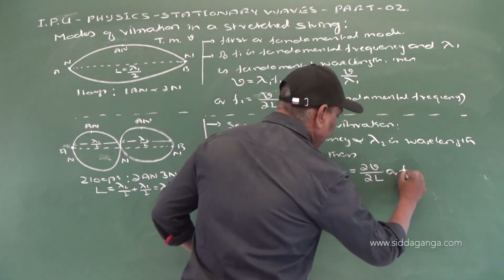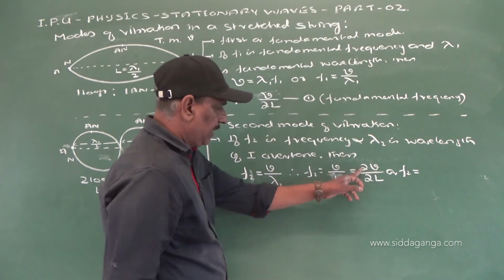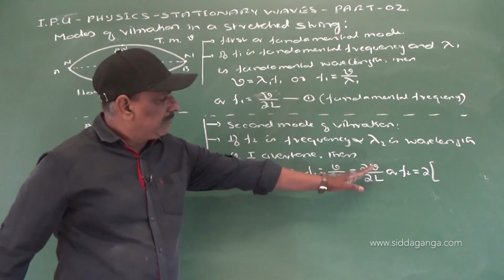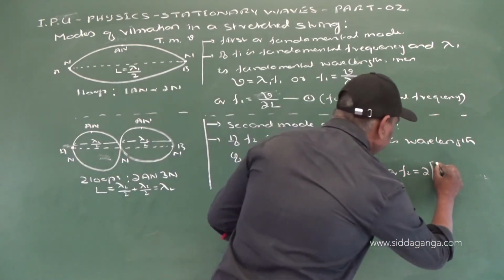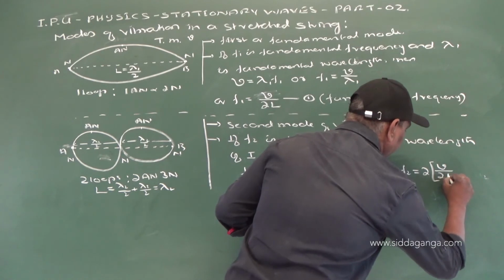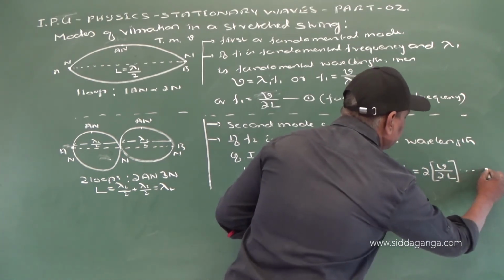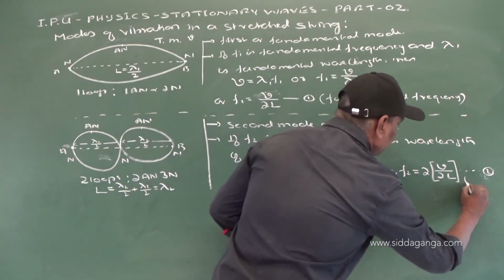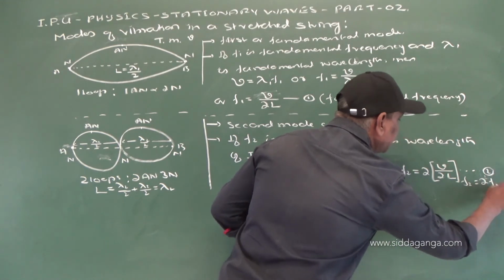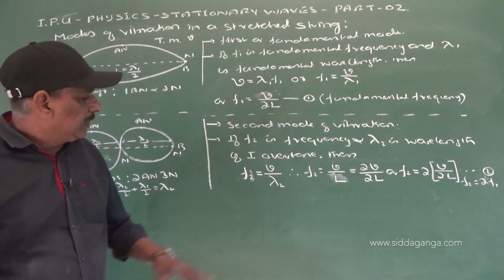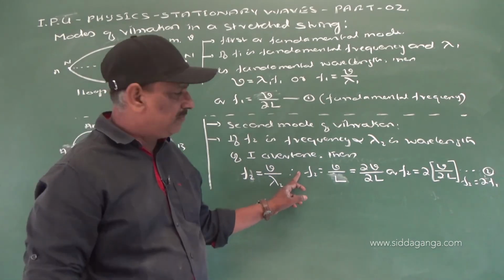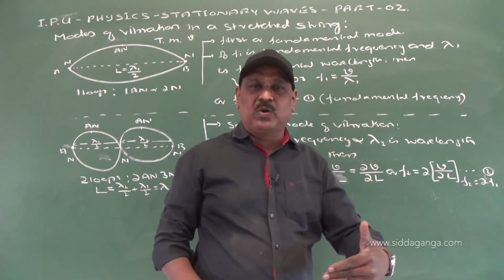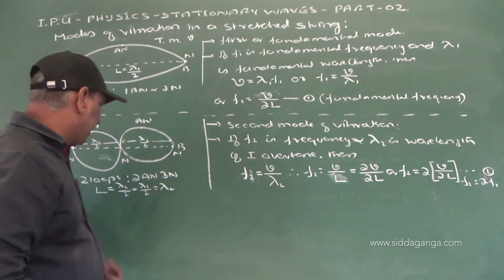So it can be written as 2V by 2L, taking 2 out, we are left with V by 2L. Let us take it as equation 2. So that means here F2 is equal to 2 times F1. So this F2 is the first overtone but the second harmonic, right? The first overtone frequency is 2 times the fundamental frequency.